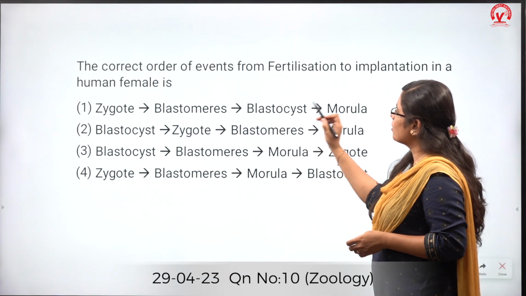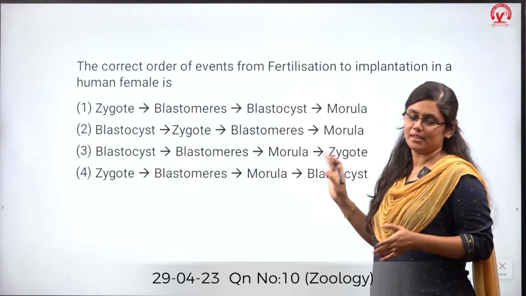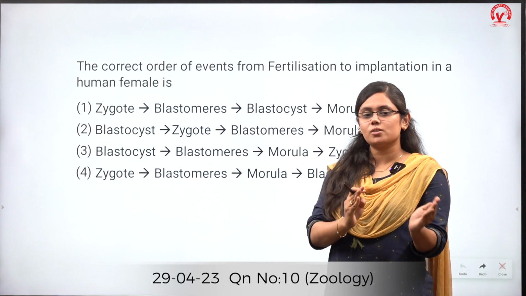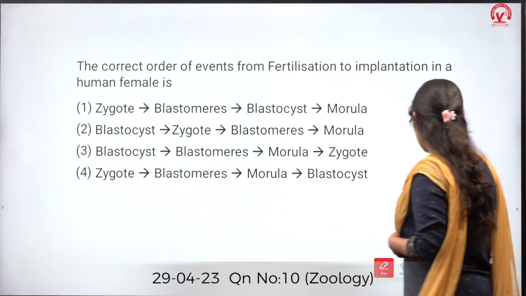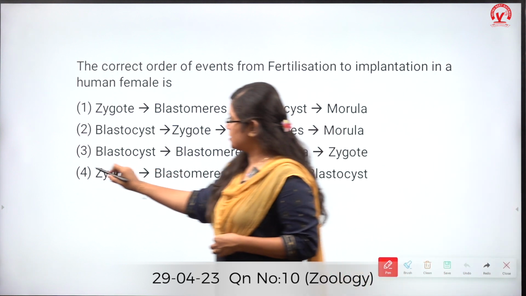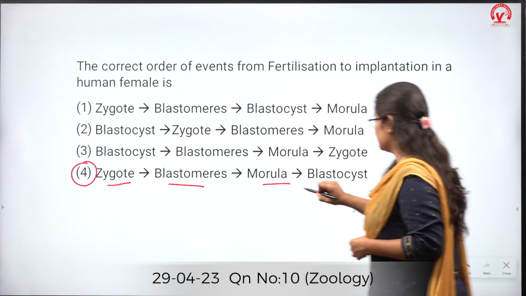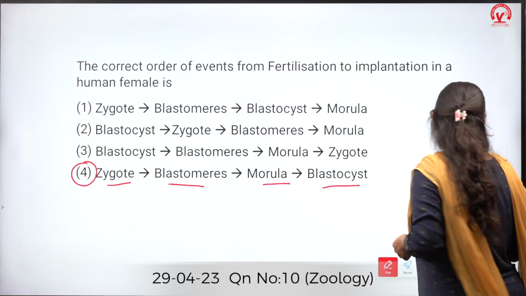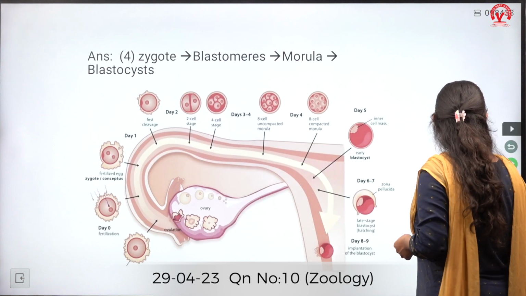The correct order of events from fertilization to implantation in a human female is. So, here they are asking the sequence of events happening from fertilization to implantation. So, the correct answer will be option 4, zygote, blastomere, morula followed by blastocyst. I will explain why.